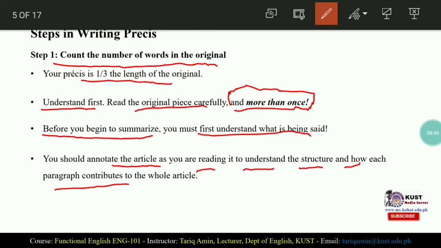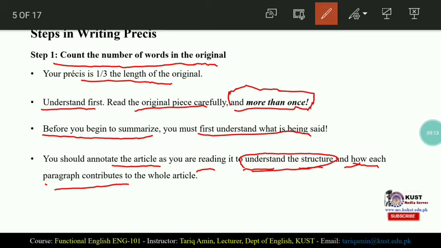You should annotate the article. You should not read the points as they are; you should think over them. And you should try to understand the structure of the text, because structure is also important in different pieces of writing. The very important point is, you should try to understand how each paragraph contributes to the whole article.